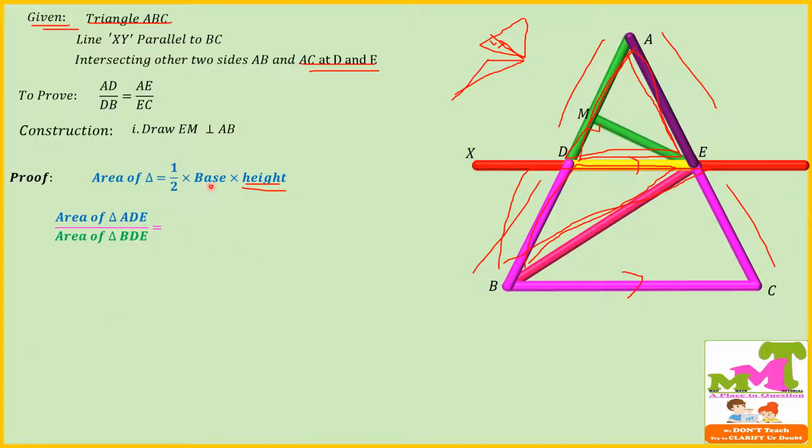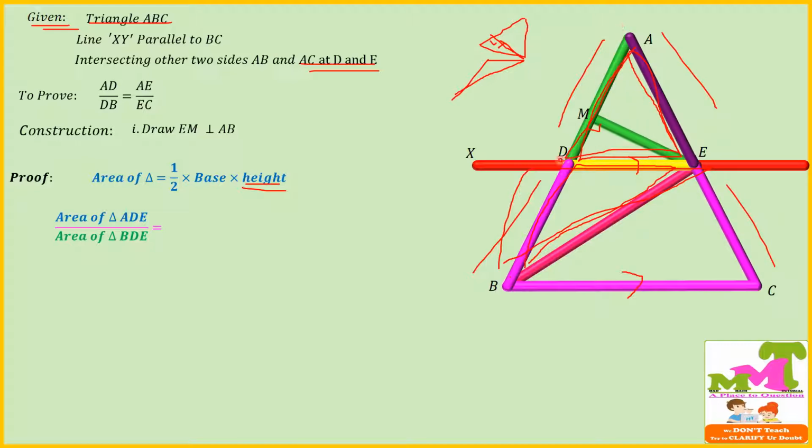See, when you say base of the triangle, I can choose AD as the base, or DE is the base, or AE is the base. If AD is the base, EM cannot be the height. EM is the height when you consider AD as the base. When it is DE, we'll have to draw another perpendicular from A. If I consider AE as the base, then I need to draw a perpendicular from D onto AE.